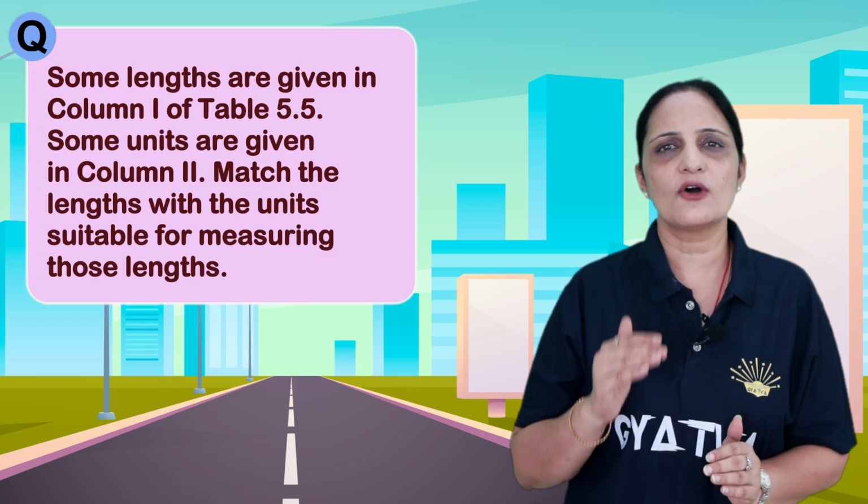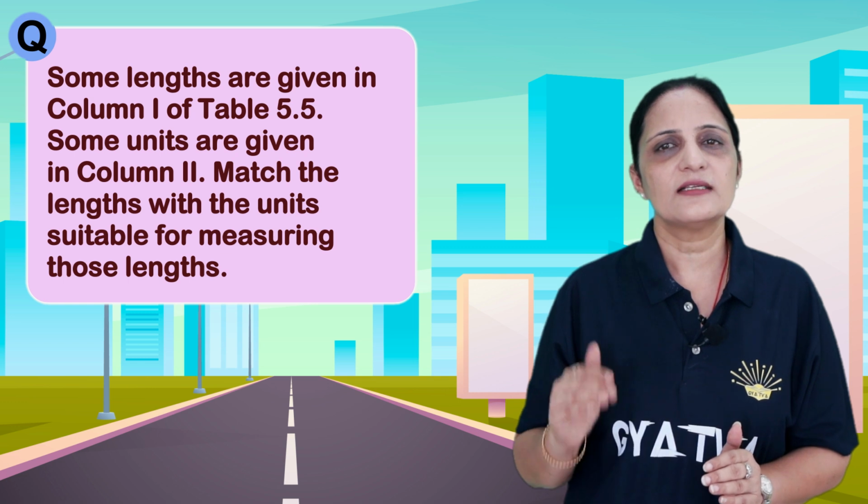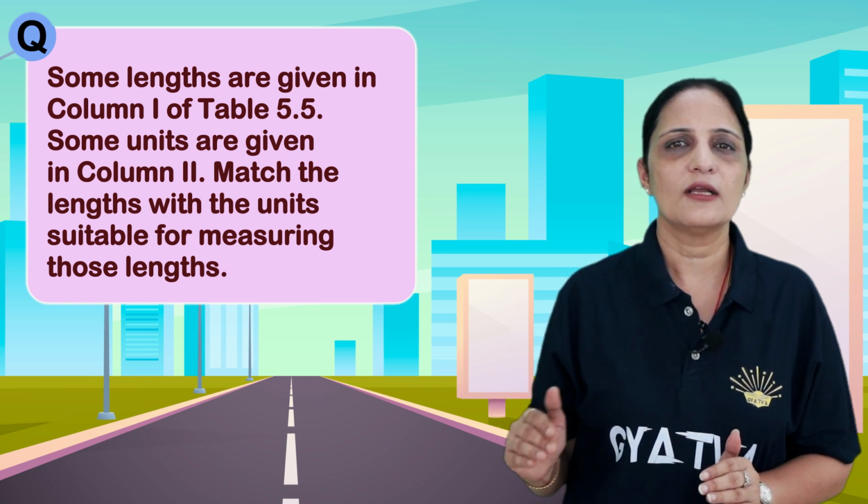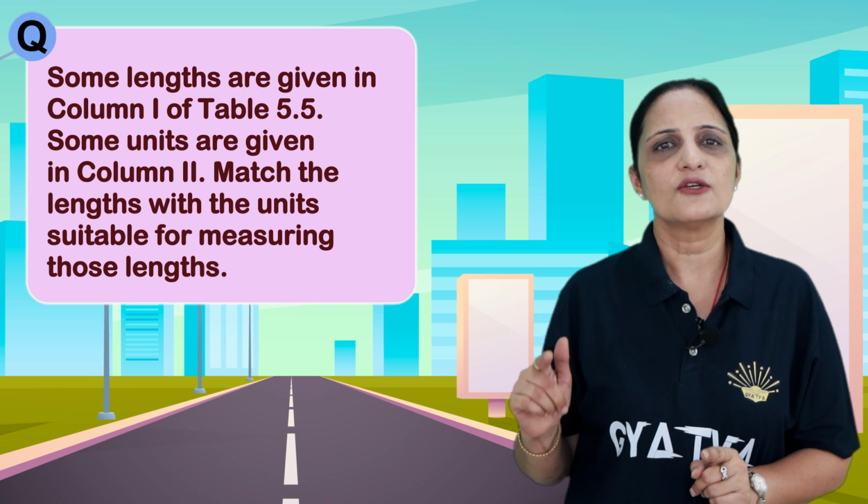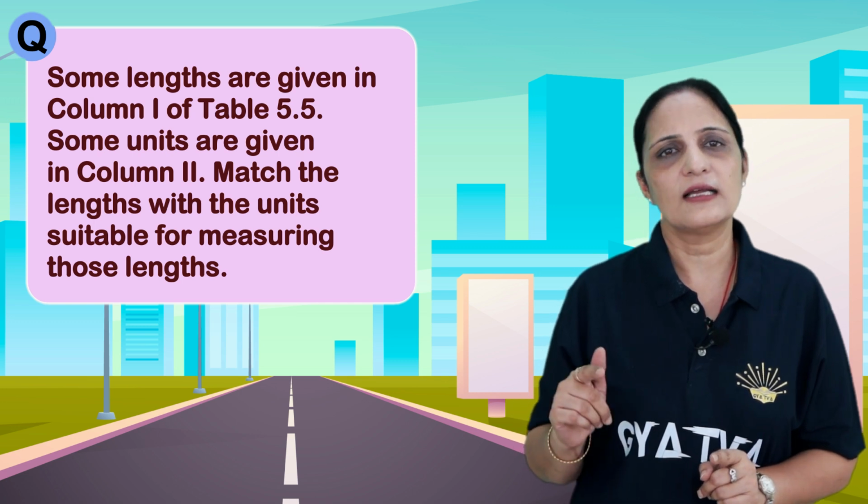Some lengths are given in column 1 of table 5.5. Some units are also given in column 2. You have to match the lengths with the units suitable for measuring these lengths.